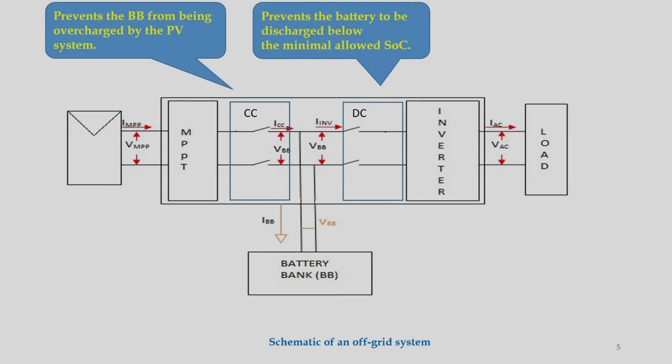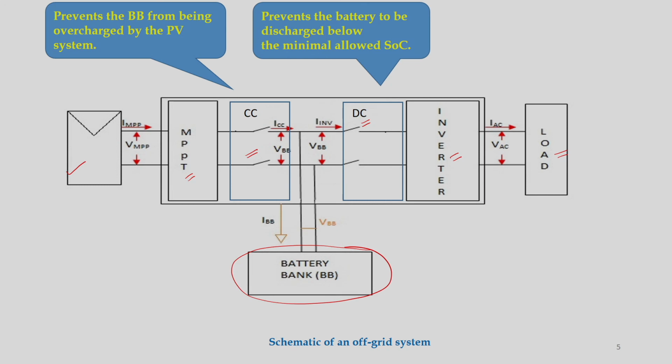Now, let us see the components of an off-grid system. This schematic shows all the components. We have PV modules, and then MPPT, then CC meaning charge controller, then DC meaning discharge controller, then the inverter, then we have loads. And then, as we know, we need a very important component called the battery bank.